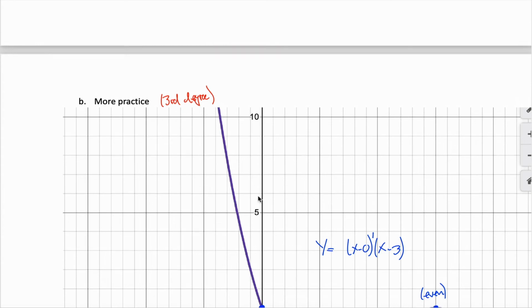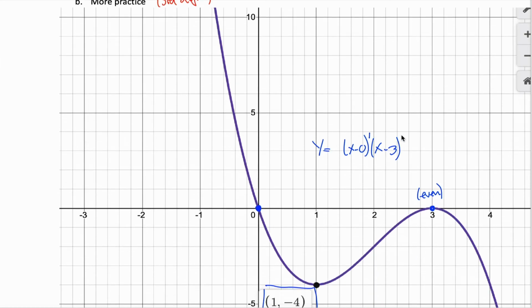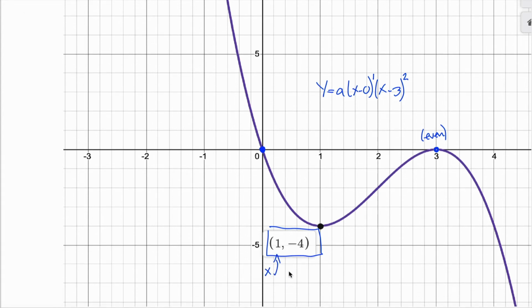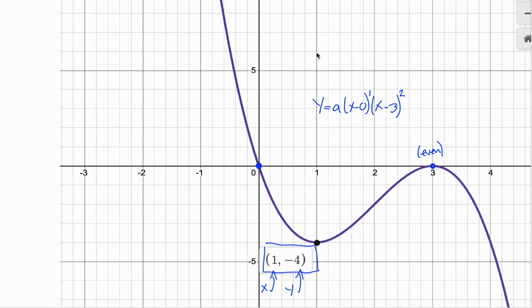What even number should it be? Well, it's a third degree polynomial, so the sum of the multiplicities must be 3. This must be a 2 right here. I'm almost done. I just don't know if there's a number out in front, so I'll put an a in that place and I'll solve for a. How do I figure out a? By recognizing that when x is equal to 1, y has to be equal to -4. So -4 must be equal to a times 1 minus 0 to the first power times 1 minus 3 to the second power. -4 must be equal to a times 1 times 4, that 4 being -2 squared. -4 equals 4a, therefore a is equal to -1.